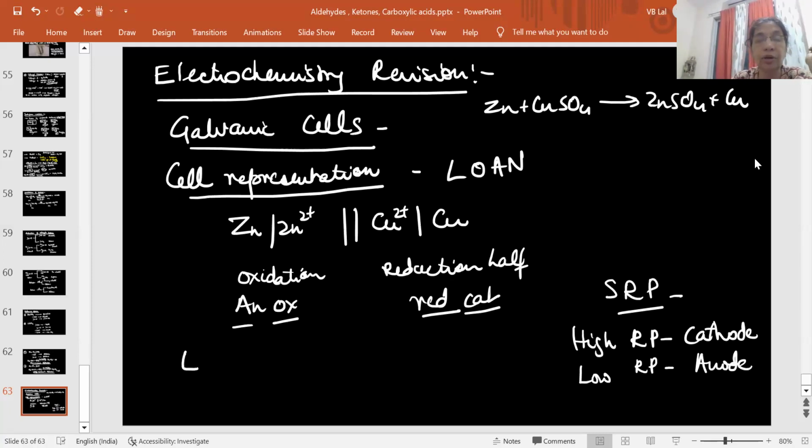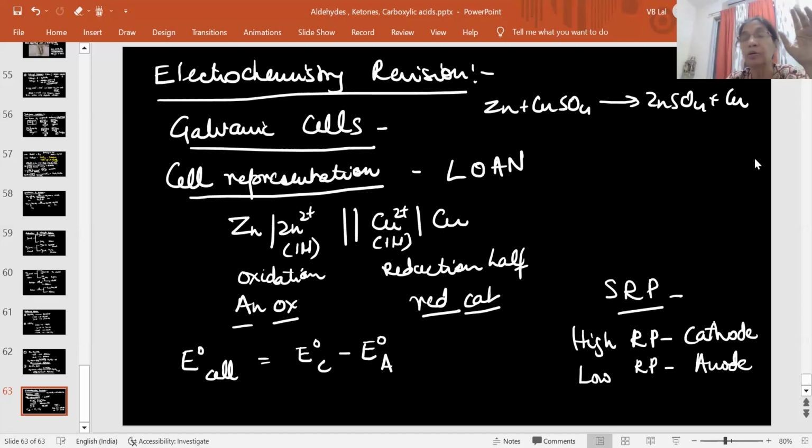Then you should calculate the E0 cell, and E0 cell is always E0 cathode minus E0 anode. That is for the standard cell. When is it a standard cell? When the concentration of this is 1 molar and the concentration of the other one is also 1 molar. If both have concentration 1 molar, then you can directly find the reduction potential of one and the other, which will be given to you, and based on that you can find E0 cell. So that is the first part of galvanic cells, to find the EMF of the cell using this formula.